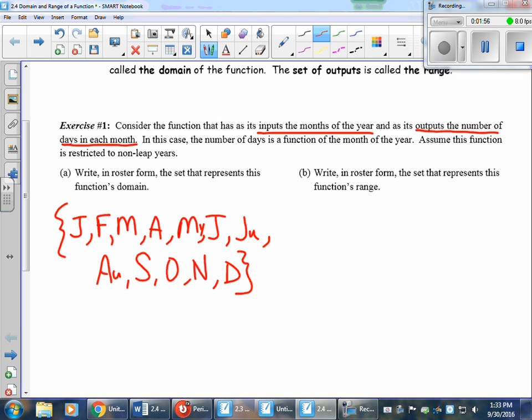Now write in roster form the set that represents the range. How many possible days do we have in each month? Well, 30 days has September, April, June, and November. All the rest have 31 except for February with 28. So we have 28 days, 30 days, and 31 days. It's a little poem I remember from my younger days. So we're done with that one. Pretty easy.